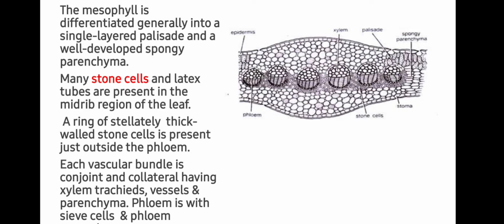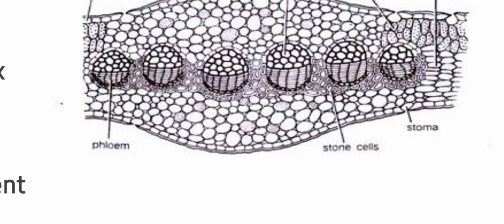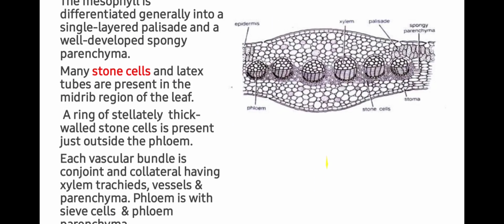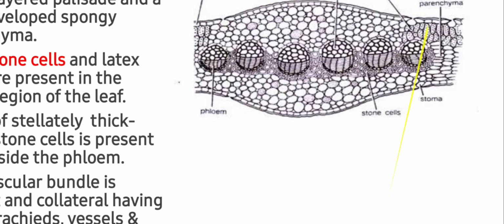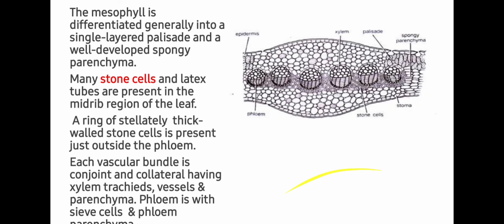Many stone cells and latex tubes are present in the midrib region of the leaf. So you can find here stone cells and they are generally present outside the phloem. A ring of stellately thick-walled stone cells is present just outside the phloem. Each vascular bundle is conjoint collateral having xylem tracheids, vessels, parenchyma, and phloem with sieve cells and phloem parenchyma. So you can see, like the angiosperm, you will find here xylem vessels and it has a flat broad surface and you will see a bifacial leaf.